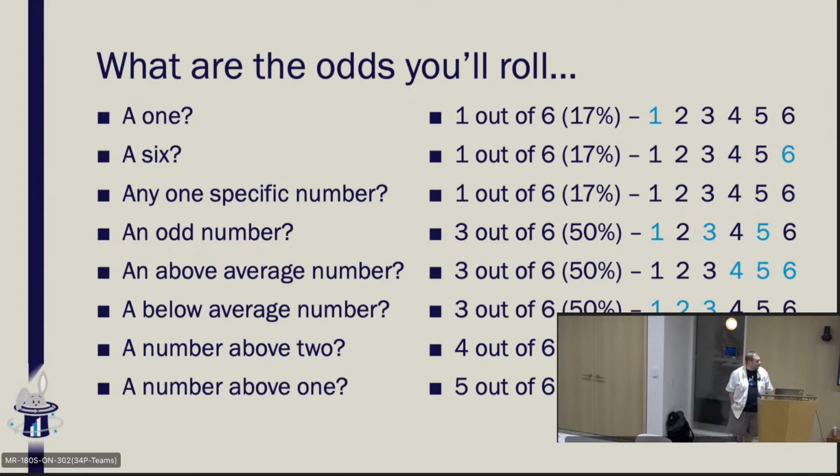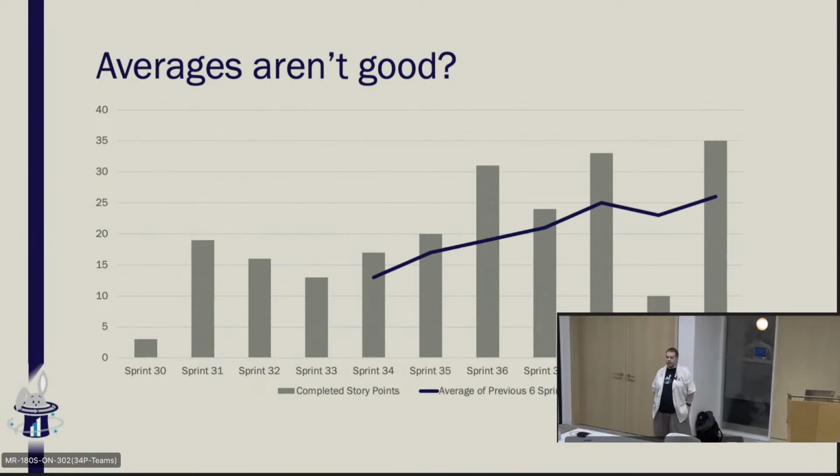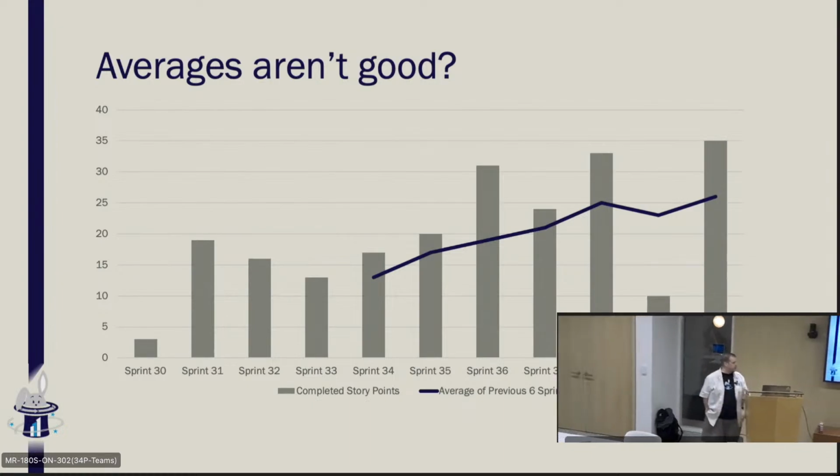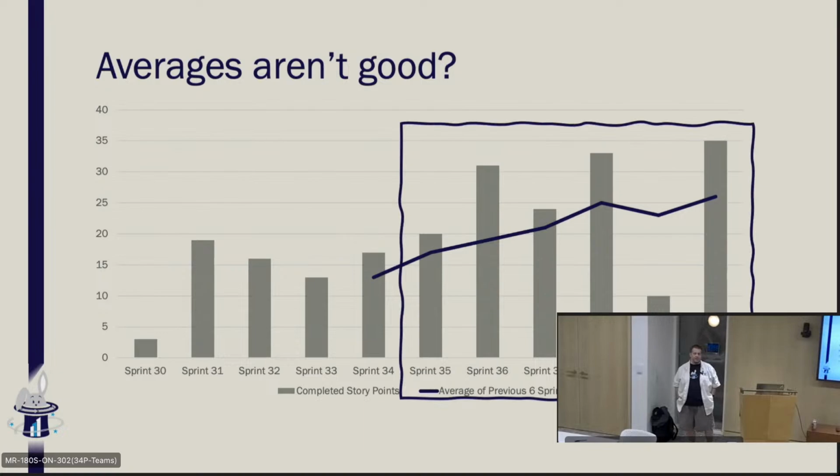So here, I actually pulled some team data. And this shows the number of stories, not points, the actual number of stories that the team completed in a number of sprints, starting from sprint 30, and we went to sprint 40 here. And what I've done is I've drawn the average for the previous 6 sprints on here. That's that blue line here. But I'm going to focus on these last 6.